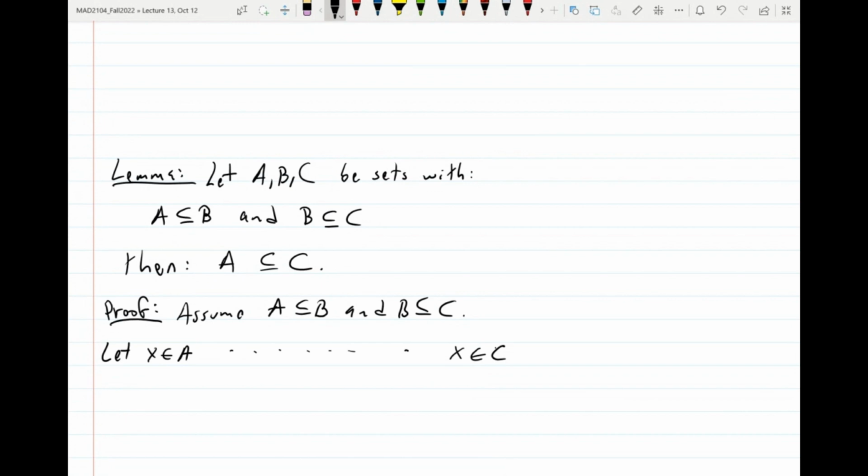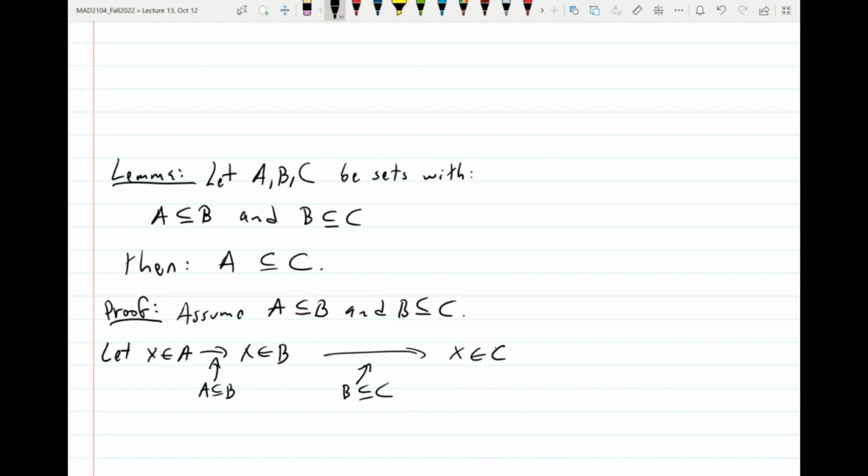Looking at the stuff that you have, the same element is in B. Why? Because A is a subset of B. Good. And now we have the element in B. Then what can you say? It's in C. Why? Because B is a subset of C. Done. You see? So start with x in A. Then x is in B because A is a subset of B. But if x is in B, then x is in C because B is a subset of C.